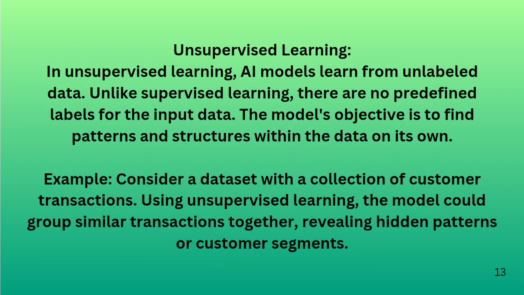Unsupervised learning. In unsupervised learning, AI models learn from unlabeled data. Unlike supervised learning, there are no predefined labels for the input data. The model's objective is to find patterns and structures within the data on its own.